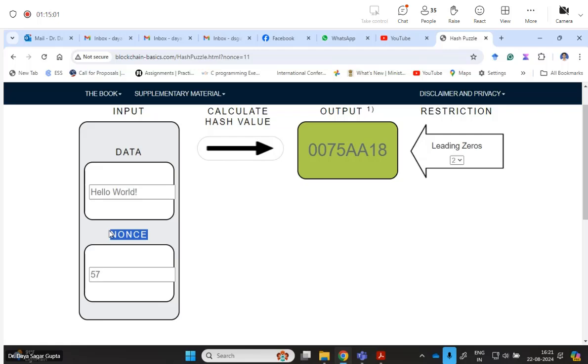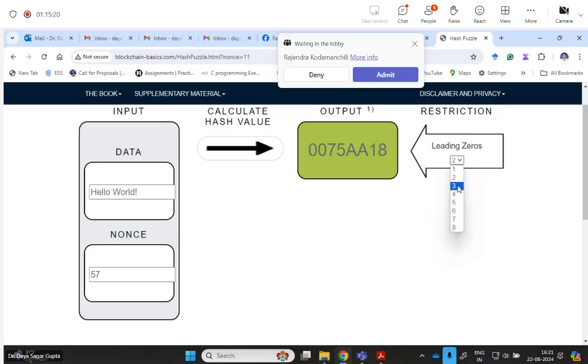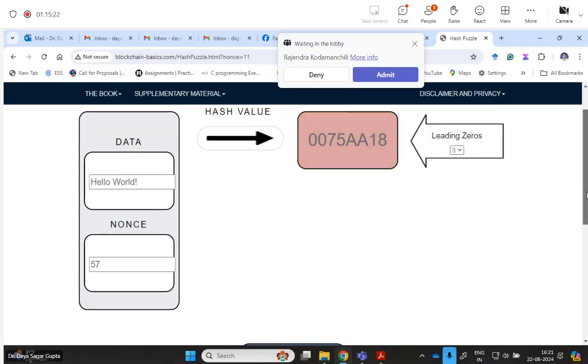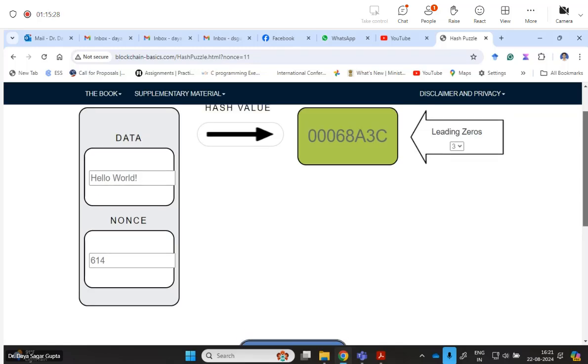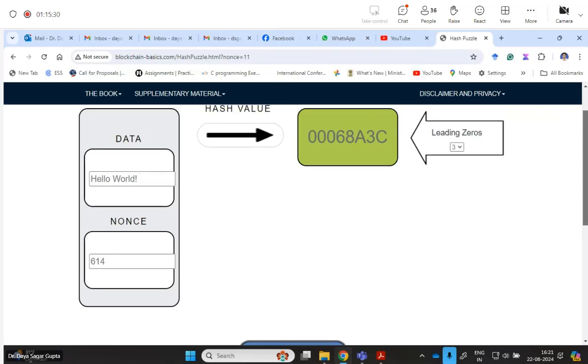It is 57. If the attacker tries to find the nonce value, he has to do a brute force attack. What do I mean by brute force attack? He is going to try every nonce: 0, 1, 2, 3, 4, 5, 6, 7, up to 57. If you make a little modification and want 3 leading 0s, the nonce value is 614. See it here. It is 614, with 3 leading 0s.